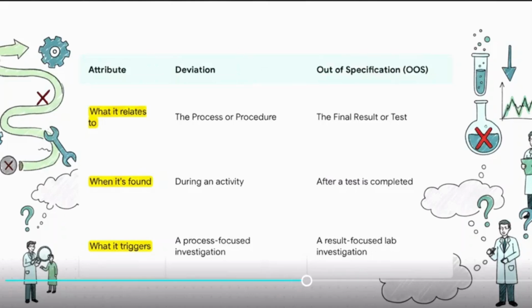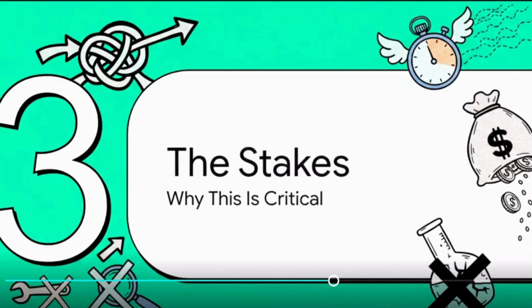What do they trigger? A deviation kicks off an investigation focused on the process, like why didn't we follow the steps? An OOS, on the other hand, launches a formal lab investigation to figure out if the test result itself is even right. So why are we spending all this time on two little acronyms? Why is this so critical? Well, because as we just saw, knowing the difference isn't just for passing a test. It literally determines your entire response. If you call something by the wrong name, you're sending the wrong team to investigate the wrong thing. You're wasting time, you're wasting money, and you could be completely missing the real root cause.